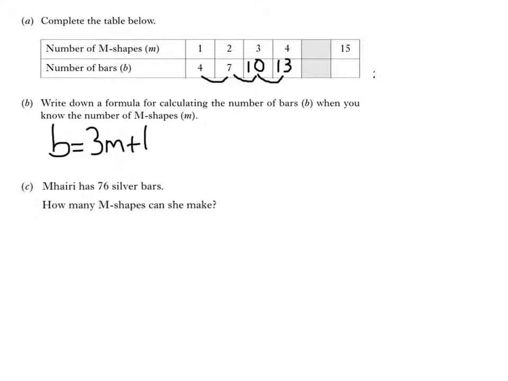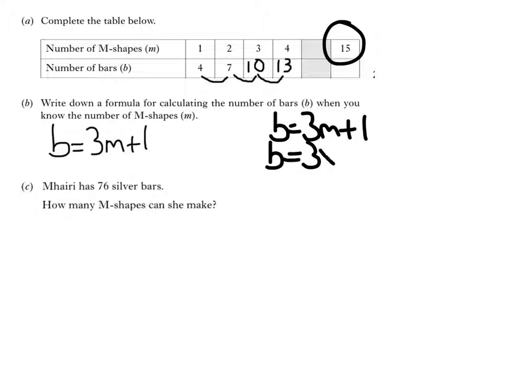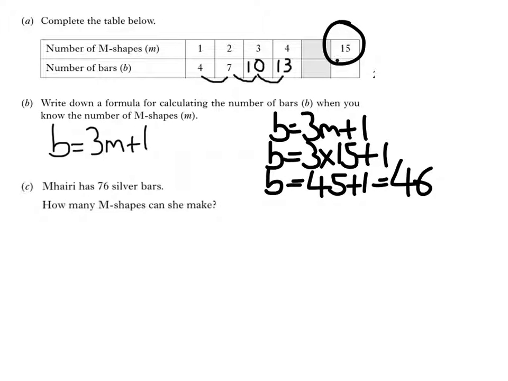Now we have this formula, let's answer the last part of part A in the table. That is to work out how many bars we need if we have 15 M shapes. So I'm going to use my formula. Remember that is B is equal to 3M plus 1. Now this time we know that M is 15, so I'm going to replace the M with 15. So 3 times 15 plus 1. Now BODMAS says I do multiplying first, so 3 times 15 is 45. Add 1, so B must be 46.